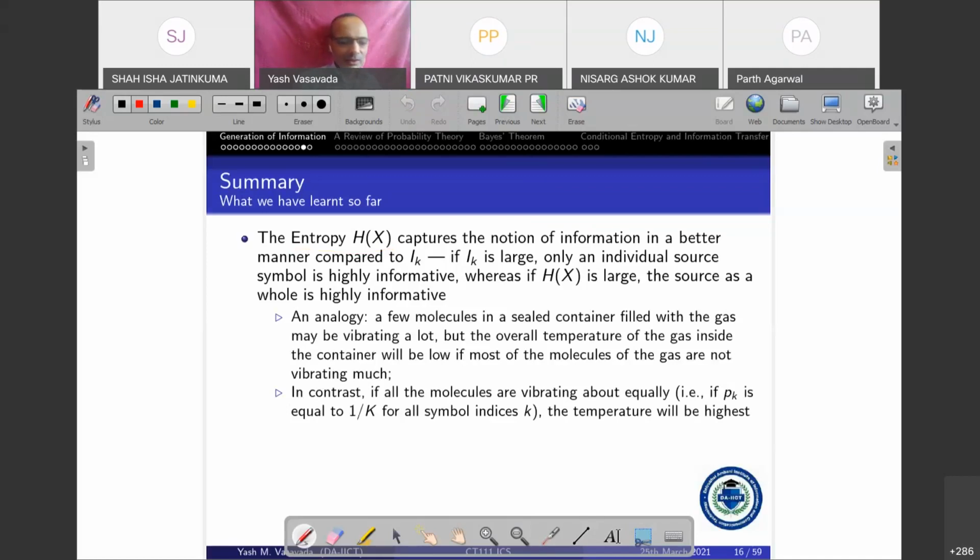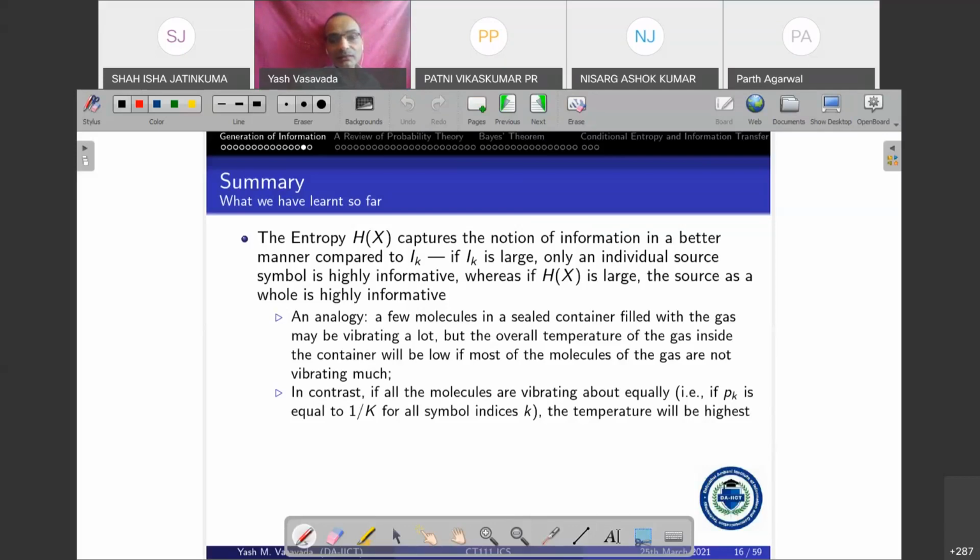One way to think about it is, you think of your thermodynamics topic of your physics course, that you have a sealed container filled with gas. And if most of the molecules are not vibrating too much, maybe there are a few molecules which are jumping around a lot, then still the overall thermal energy or the temperature of that container is going to be pretty low because most of the molecules are quiet.